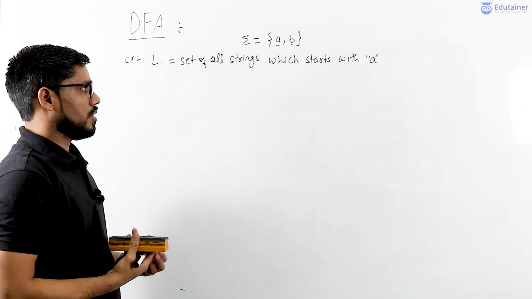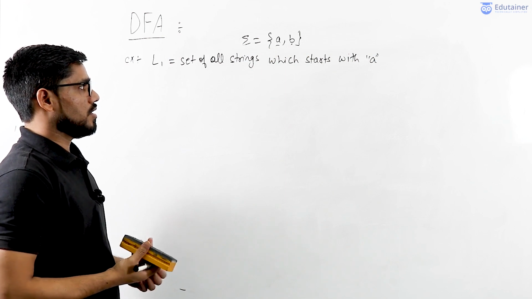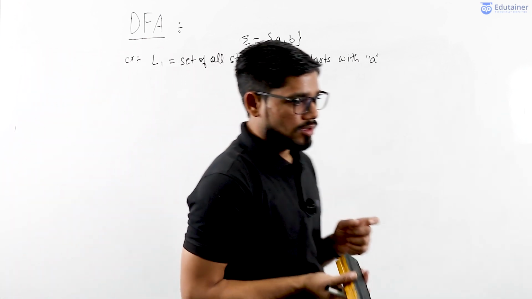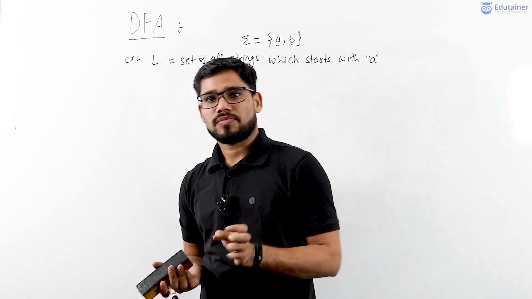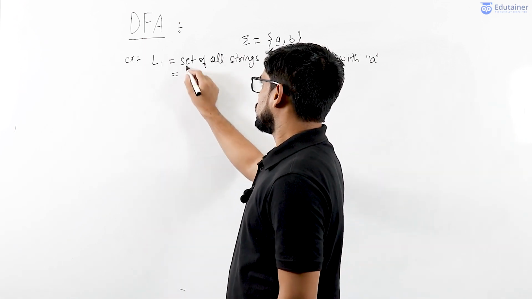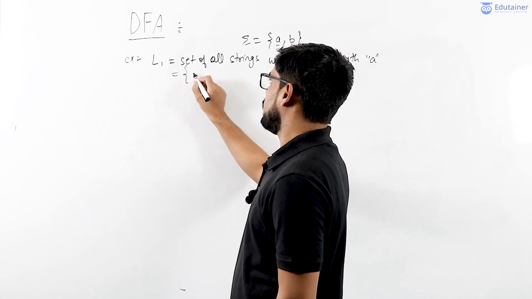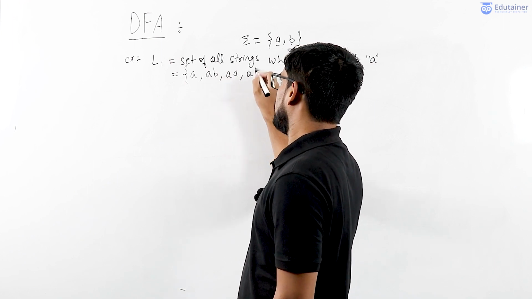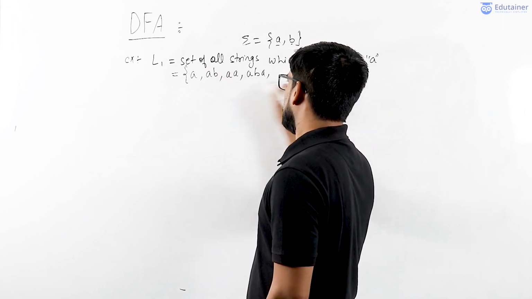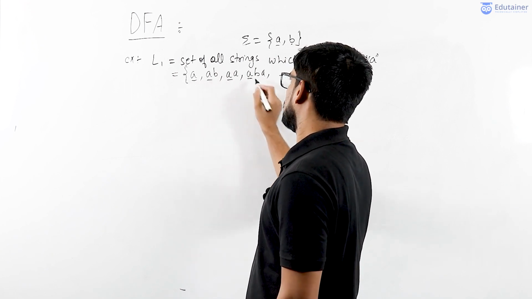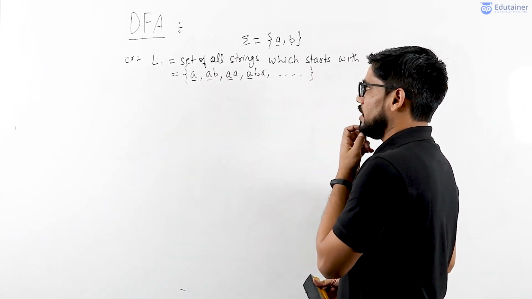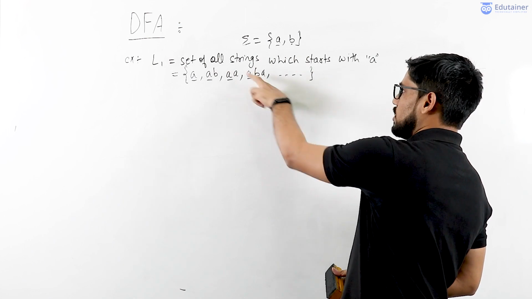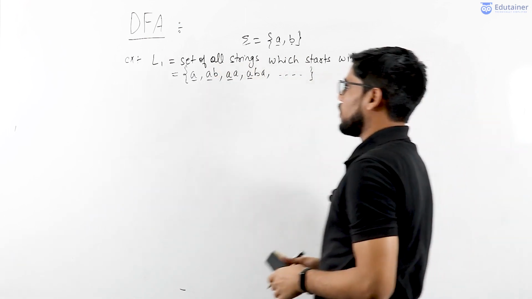So if I consider all the strings in the language, then in each string the first symbol is A. So how can I construct such a language? The possible strings will be A, AB, AA, ABA. In each string the first letter is a small a, because the constraint is that a string in the language should always start with A.